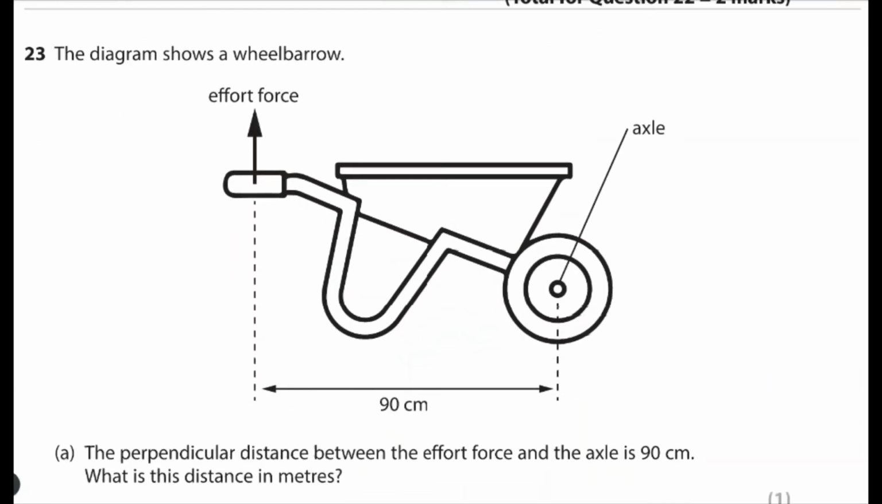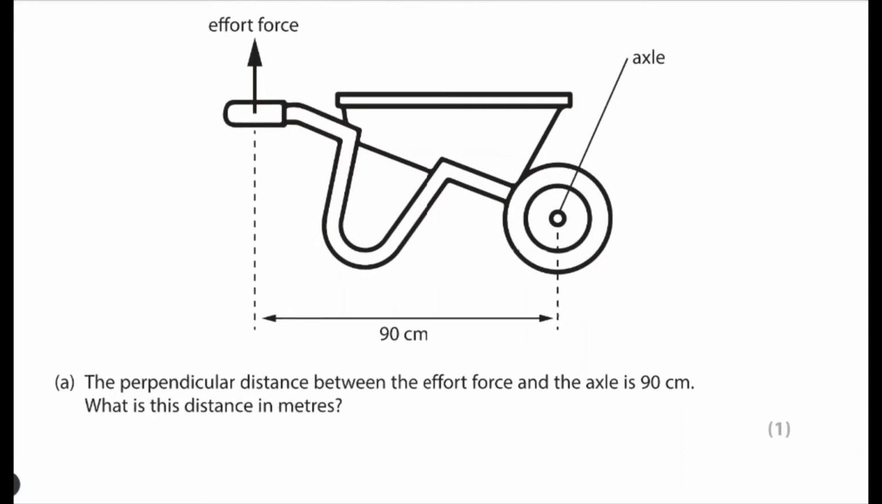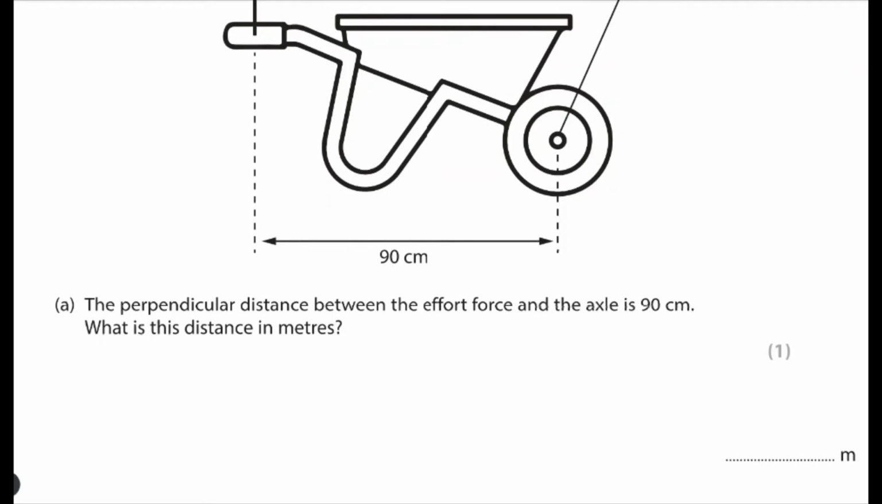23rd one, the diagram shows a wheelbarrow. They're talking about moment. The perpendicular distance between the effort force and the axle is 90 centimeters. What is this distance in meters? We know 90 is in centimeters, so we can divide by 100. We are getting 0.9 meters. Like that you can write down.